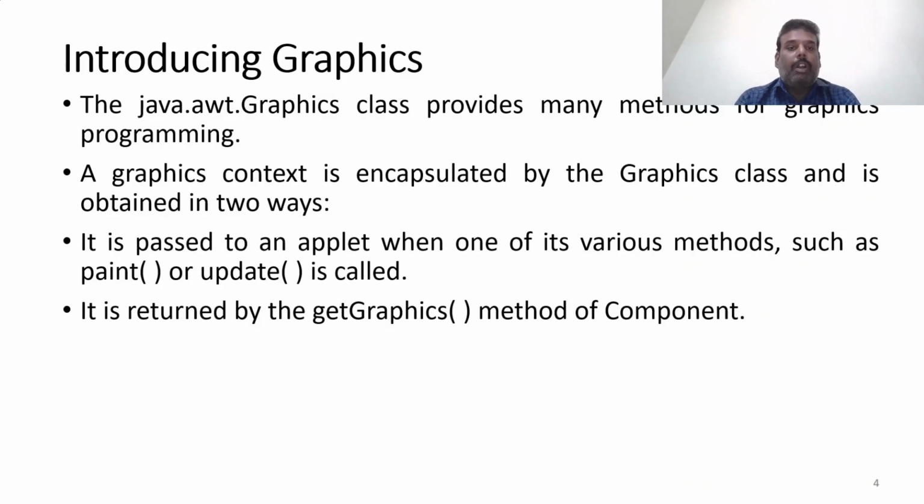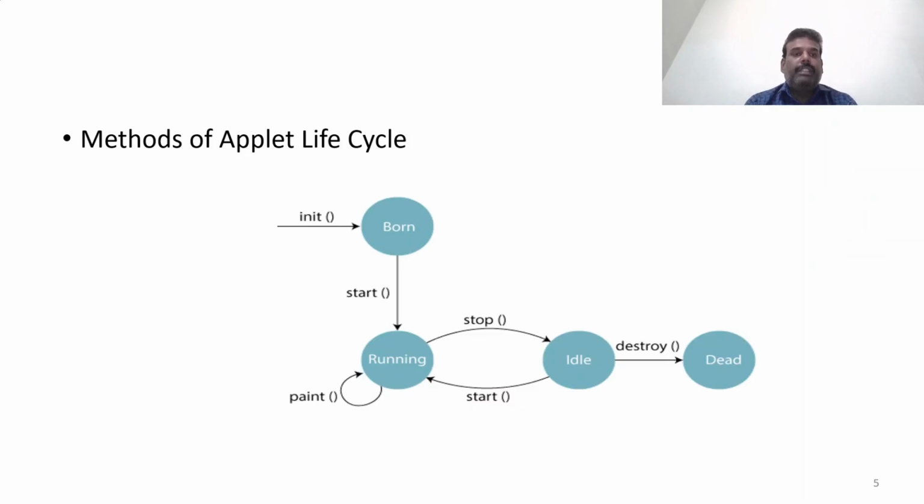The graphics context is encapsulated by the Graphics class, and it is obtained in two ways. First, it is a method of the applet lifecycle. Like threads, an applet also has its own lifecycle. First, it has to call the init method of the applet. From here it goes to the start method. From start, it goes to the running state. From the running state, it can go to the idle state or complete state. After that, you have to destroy the applet.